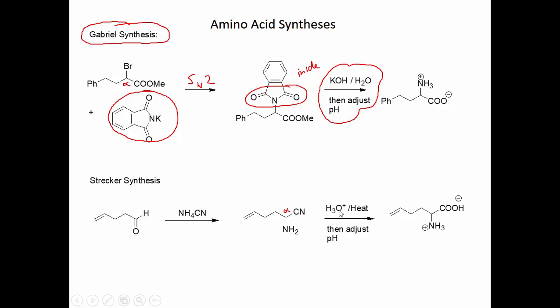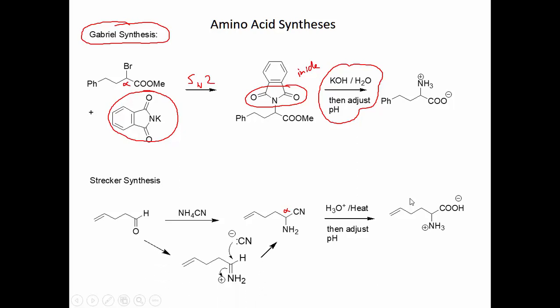When you hydrolyze this under acidic conditions, you get the alpha amino acid. The cyanide group hydrolyzes to the carboxylic acid group. You have to use acidic hydrolysis, because if you use base hydrolysis, you'll just turn the compound back into its starting material. So we treat an aldehyde with ammonium cyanide followed by H3O+ and heat, and this produces the amino acid. This is known as the Strecker synthesis.